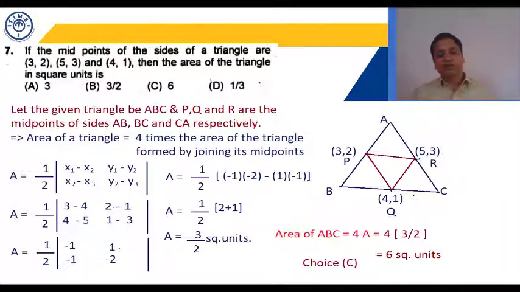We just found the area of the triangle by using the second expression. We have written PQR and then multiplied by 4. We get the area of the bigger triangle. Clear?